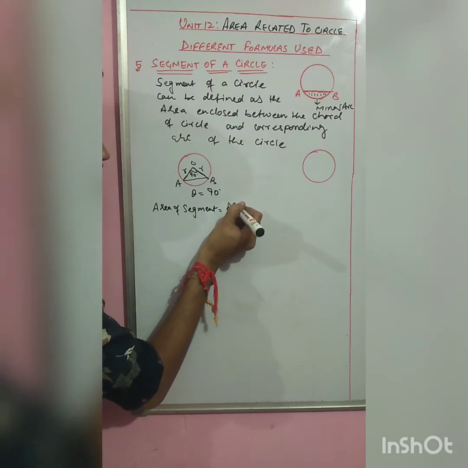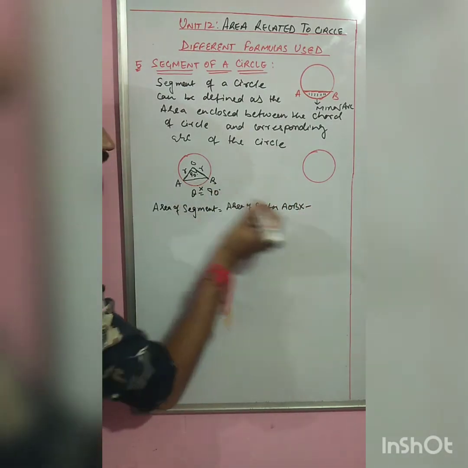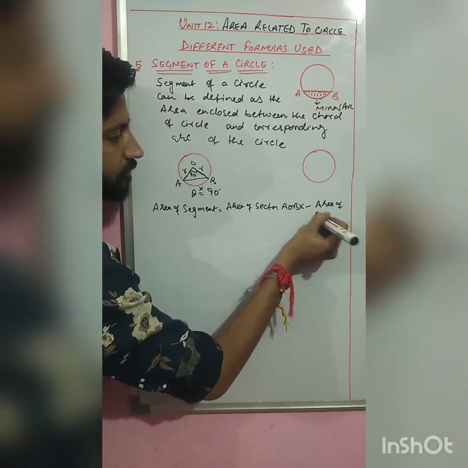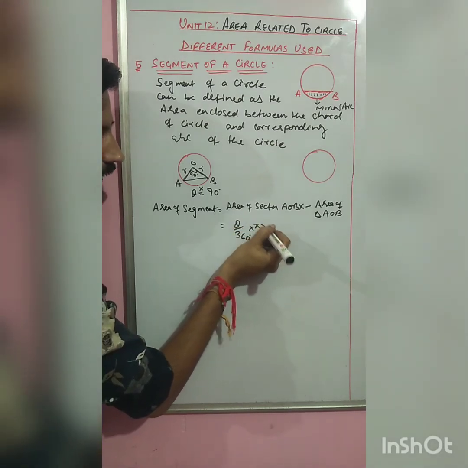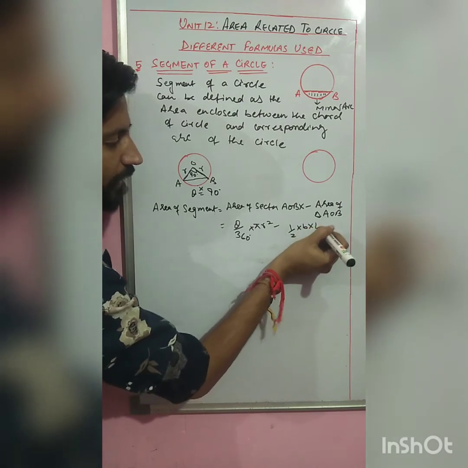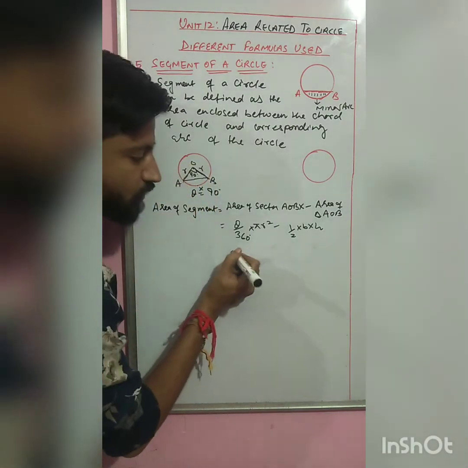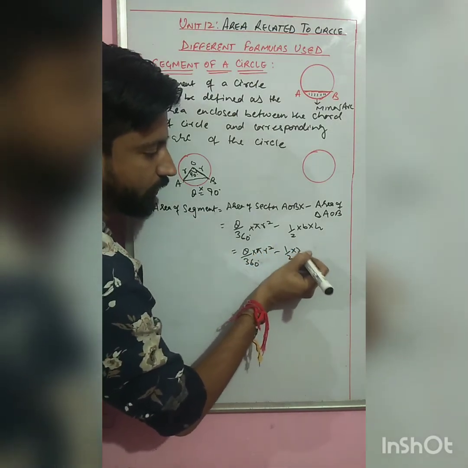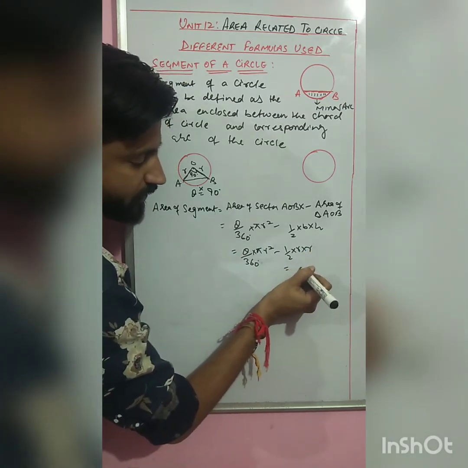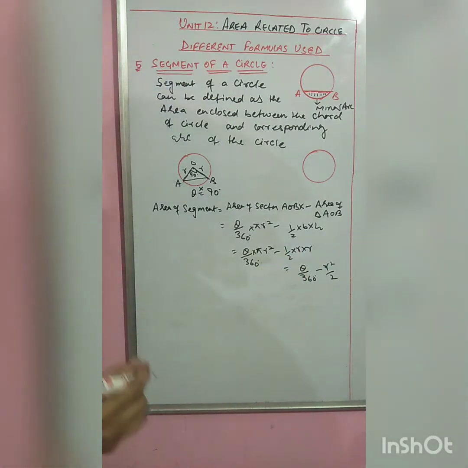So the area of segment is equal to the area of sector AOPX minus the area of triangle AOP. So the area of sector is theta by 360 into pi r square, minus the area of triangle, half into base into height. Since in this triangle the base and height are both radii, because the angle is 90 degrees, this is theta by 360 into pi r square minus 1/2 into r into r, which is theta by 360 into pi r square minus r square by 2, simply when this angle is 90. This is case 1.